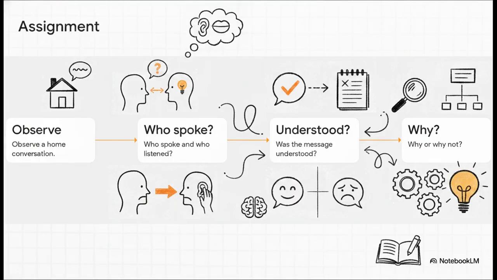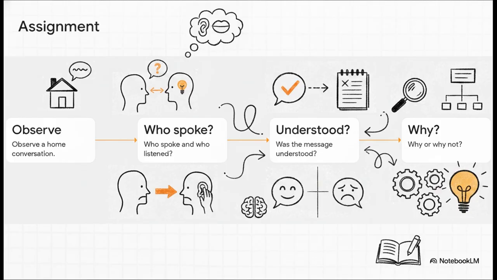Now, here's a quick assignment for you to try at home. I want you to observe just one conversation in your house today. Kisi ki bhi baatcheet dhyan se sune. Just listen carefully. Then, I want you to write down the answers to these 4 simple steps.